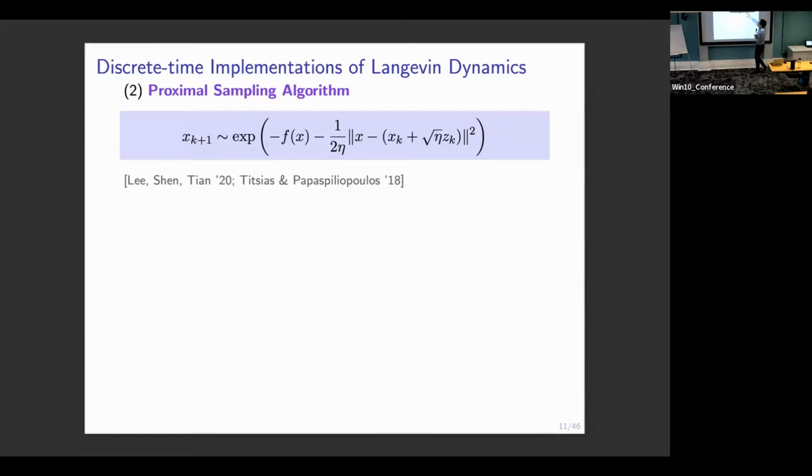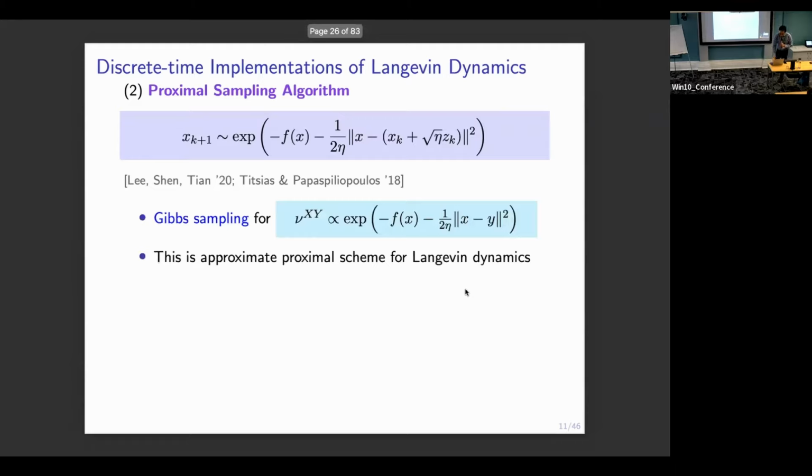This looks somewhat proximal because this is a quantity that appears in the proximal method for optimization. And where this comes from, actually, as this algorithm is really just doing Gibbs sampling for a joint distribution on this XY space. And what's nice about this joint distribution is that if we marginalize over y, if we integrate over y, then we lose this term, and then we get the x marginal, which is the correct target. So if we can sample from this joint, then we can just drop the y part, and then we get an exact sample from e to the minus f, right?